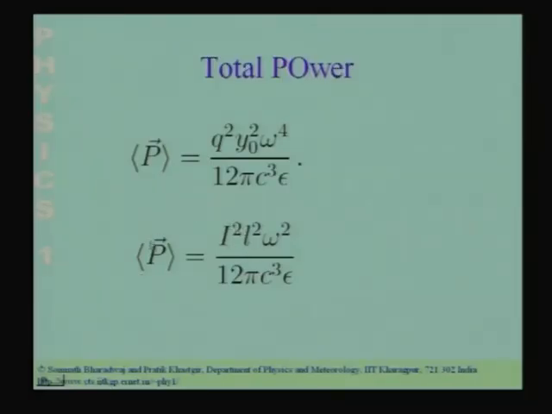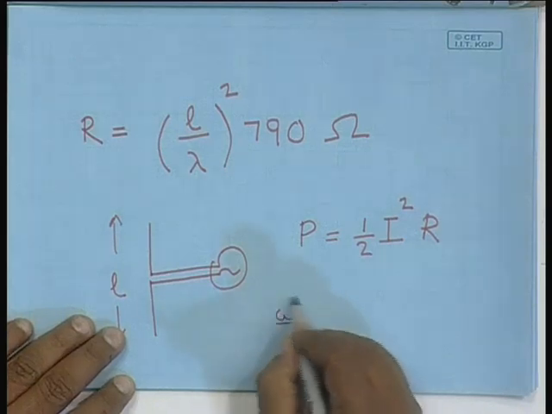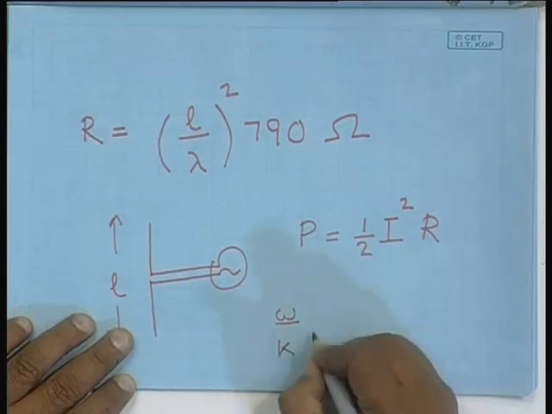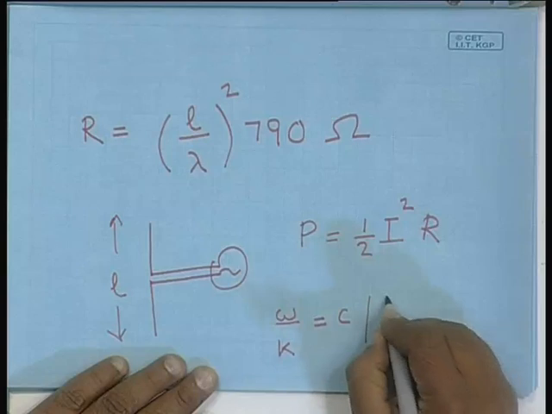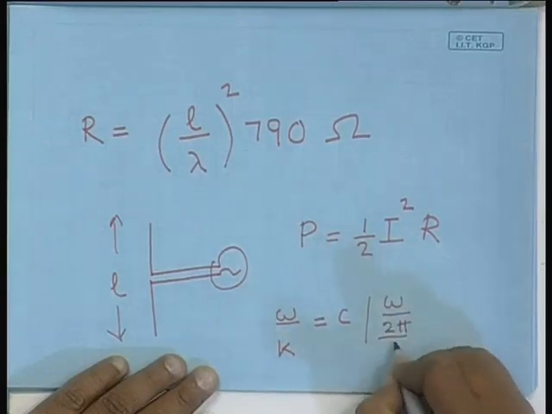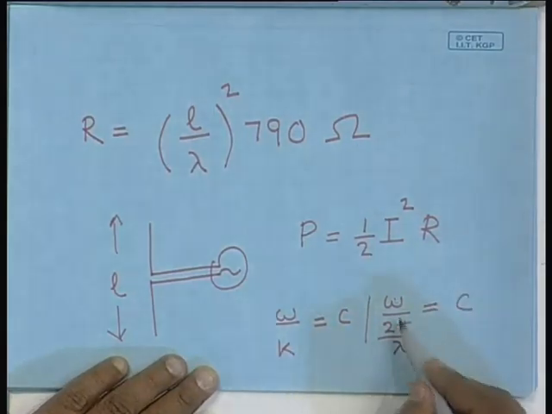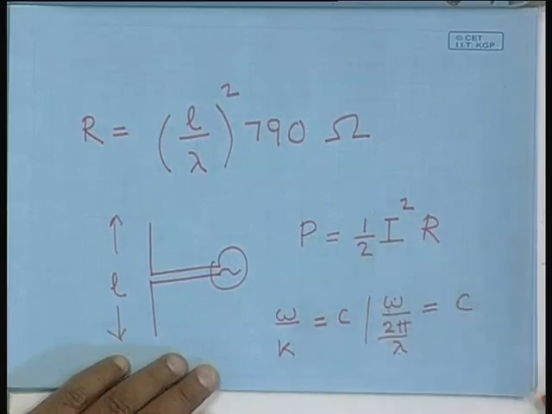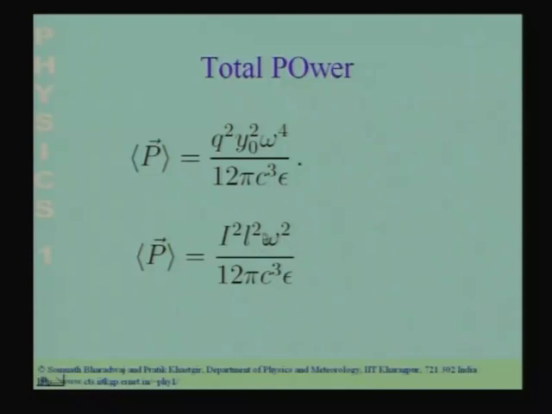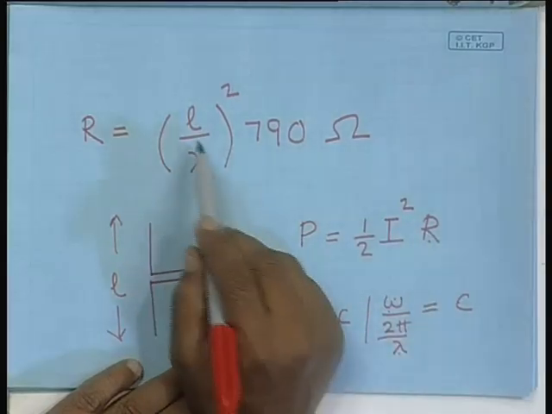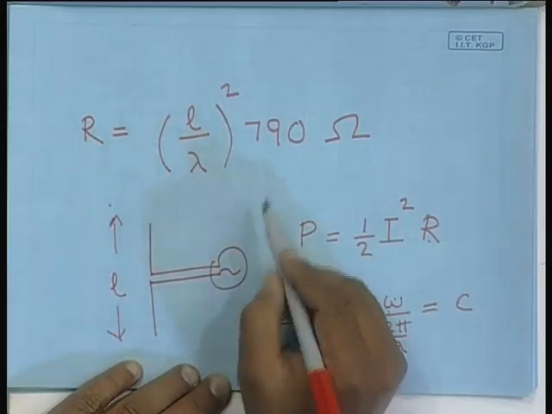The expression for the power, notice, depends on omega squared. The dispersion relation for radiation, where omega is the angular frequency of the radiation, is omega by k equals c. So, it basically tells us that omega by 2 pi lambda is equal to c. So, I can replace omega and write it in terms of lambda. Omega is inversely proportional to lambda, which is why the resistance comes out to be inversely proportional to lambda squared, because the expression for the power has an omega squared over here. If you express this omega in terms of the wavelength of the radiation, you can write this expression in this form, and the equivalent resistance turns out to be L, the length of the dipole, divided by lambda, squared, times 790 ohms.